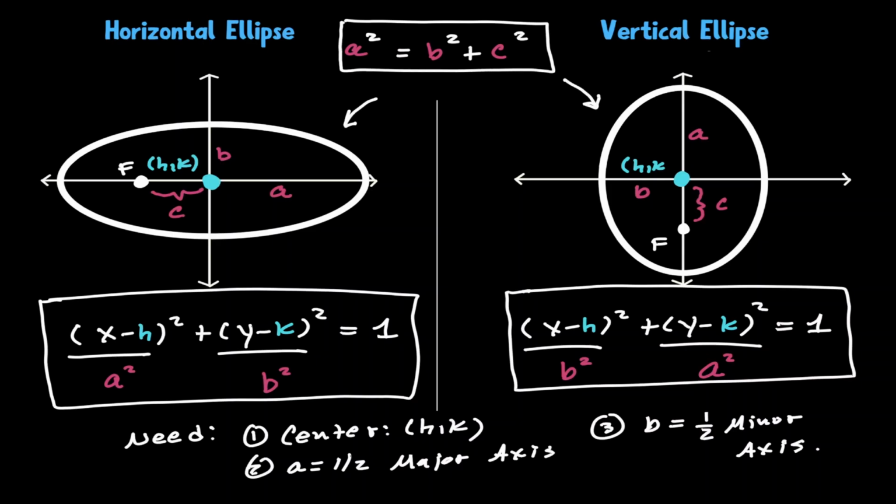But let's not confuse this with the Pythagorean theorem. It becomes confusing because we still use the same letters A, B, and C, but the relationship is completely different. This is only true when we're discussing ellipses.